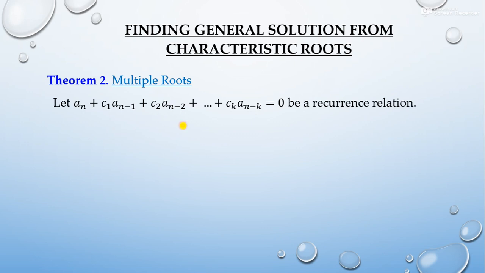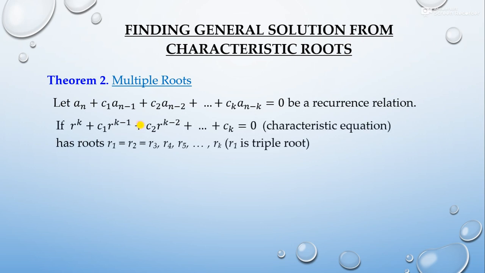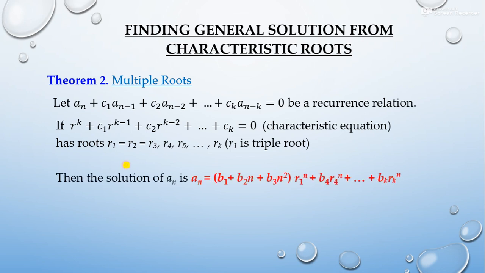First we have this recurrence relation, and after solving this we get this characteristic equation. In all homogeneous relations we get this type of characteristic equation. So here our roots are, suppose, r1, r2, r3. These three roots are equal and others are different. So what's the solution here? How can we write the solution of this recurrence relation?